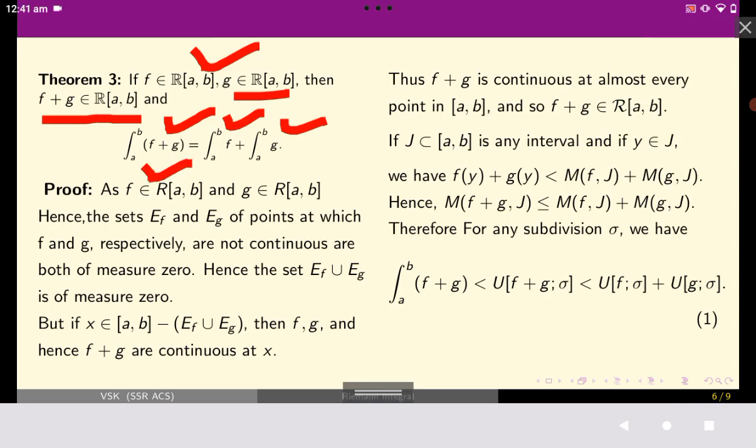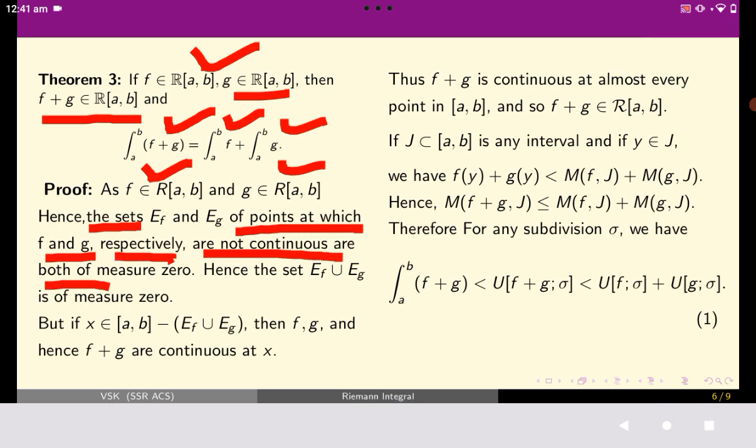As f is Riemann integrable over [a, b] and g is Riemann integrable over [a, b], f and g are continuous almost everywhere on [a, b]. Hence, the sets E_f and E_g of points at which f and g respectively are not continuous are both of measure 0. Why is this so? Because f and g are continuous almost everywhere on [a, b]. Hence, the set E_f union E_g is of measure 0.